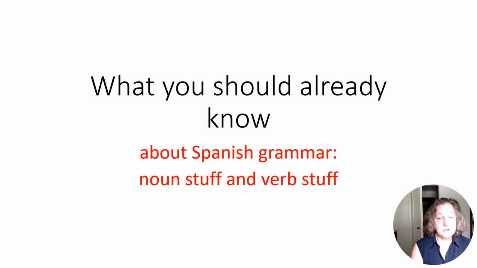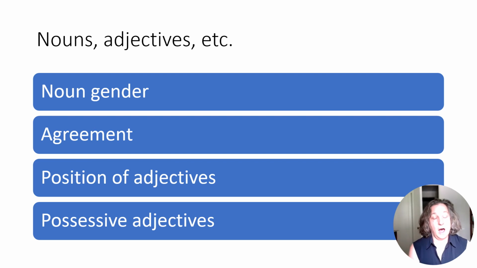This video will help you review what you need to know about Spanish grammar as you head into your first Spanish class at Fordham. I've divided it into noun topics and verb topics. Noun topics concern nouns and related words like adjectives and articles. And there's 4 things to talk about here: gender, agreement, position of adjectives, and possessive adjectives.